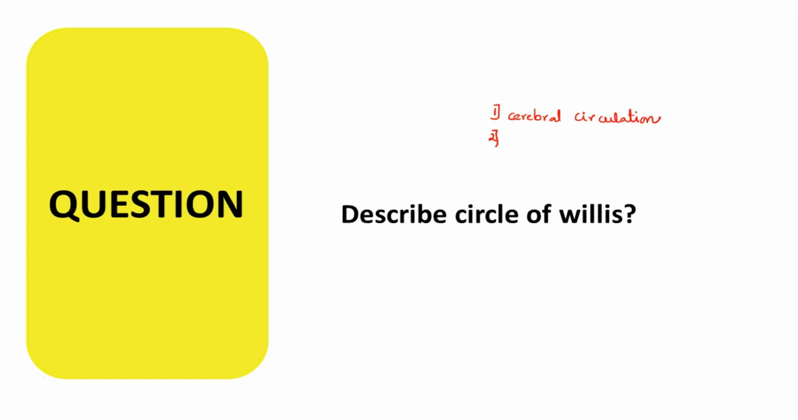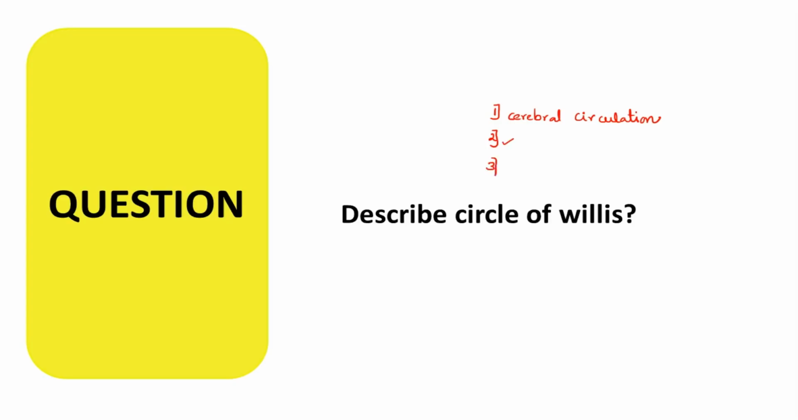Why does it have a special name? The circle of Willis is made up of the branches from anterior cerebral artery, internal carotid artery and the basilar artery. So, different branches from these main vessels of the blood supply of the brain form a circle around an area of brain. So, that is why it has got the name circle of Willis.